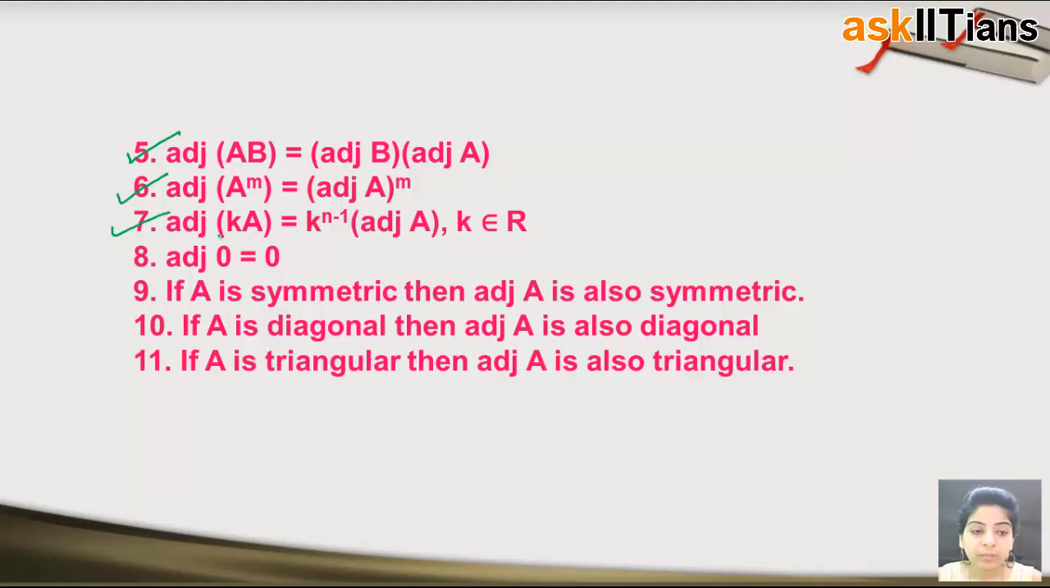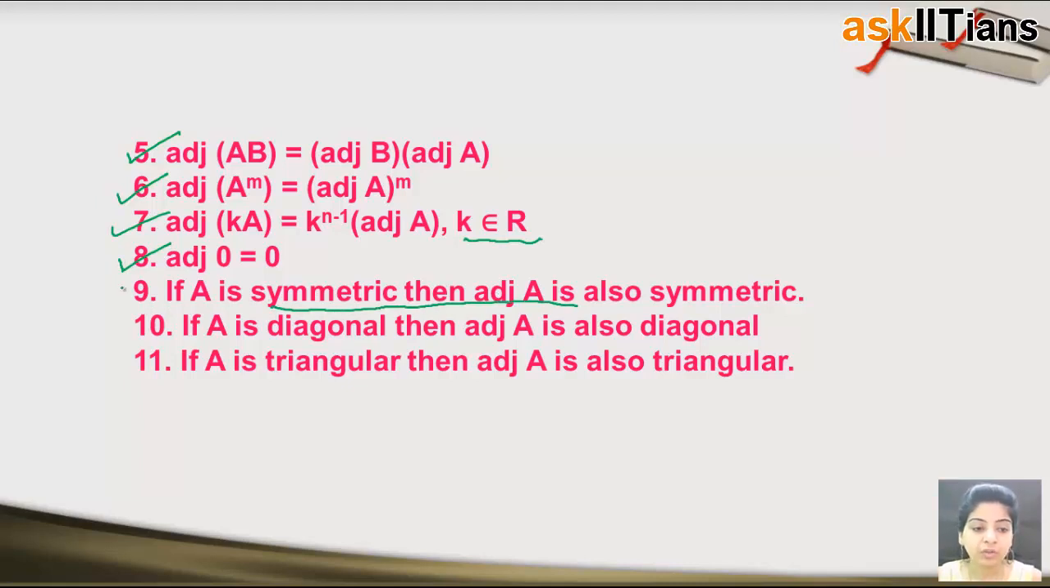Similarly, these two properties are same. Adjoint of KA is equal to K raised to n minus 1 adjoint of A, where K is in fact any constant real number, right? So if you are to find out the adjoint of K times matrix A, that will be equal to K raised to n minus 1, you can take it out common, and then into adjoint of A. This is simple. Adjoint of 0 is obviously 0.